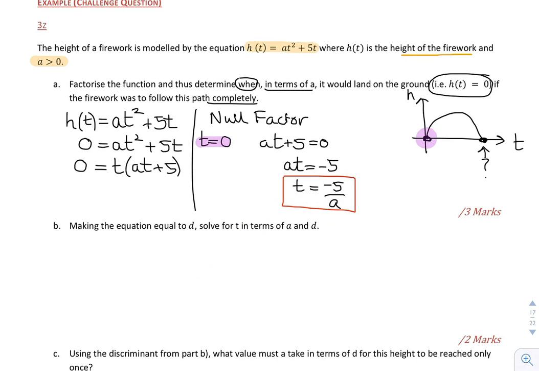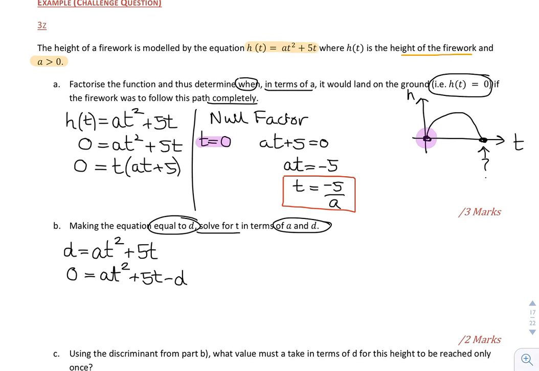Part B says to make the equation equal to d, and then solve for t in terms of a and d. So first step, make our h of t equal to d, and then rearrange it. So at squared plus 5t minus d. We are now in a quadratic form, which we can use to solve.